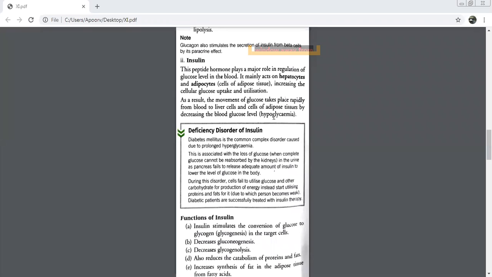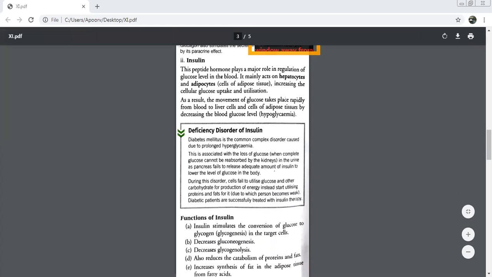And now there are some special cells which can increase the uptake. We discussed these two cells. Name the cells. Hepatocytes and adipocytes. What will these cells do? Increase cellular glucose uptake and utilization. So obviously the amount of glucose in the blood will go down, and such a condition is known as hypoglycemia.